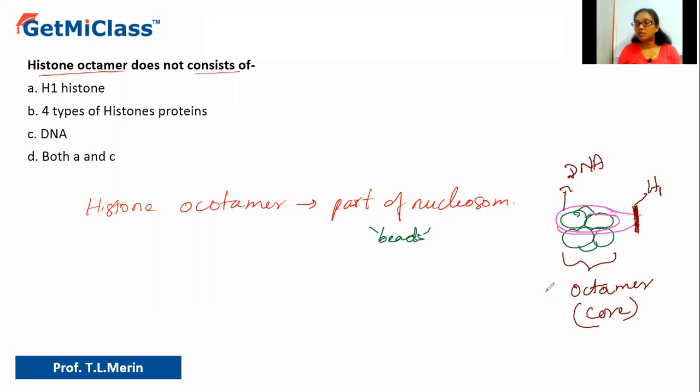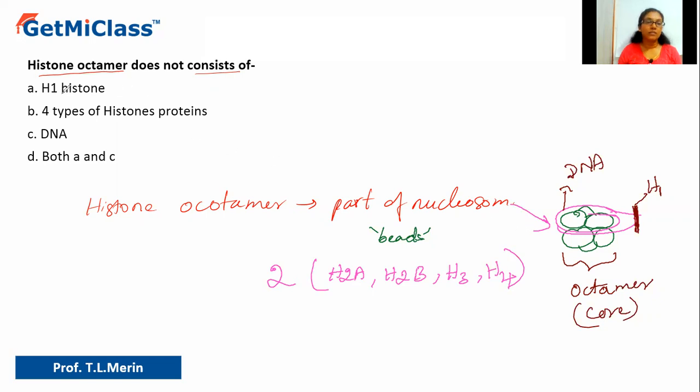Now the octamer consists of specific types of histone proteins, and they are H2A, H2B, H3 and H4. Here you have 2 copies of each, so 2 of each will form the octamer. They arrange in a particular order to form the octamer. And this entire structure is called the nucleosome.